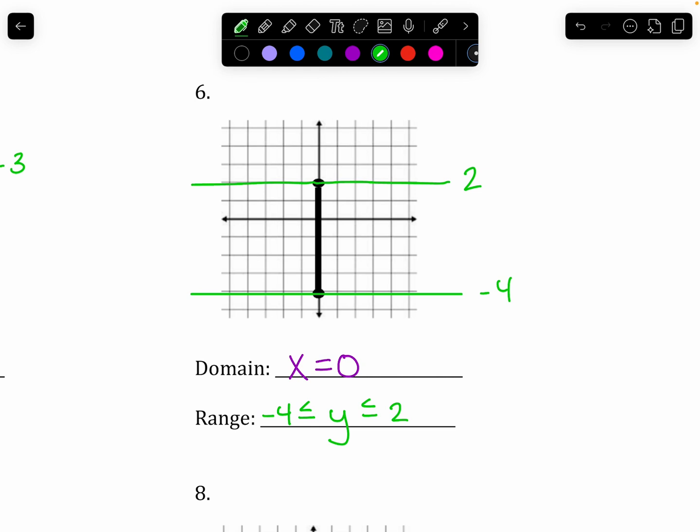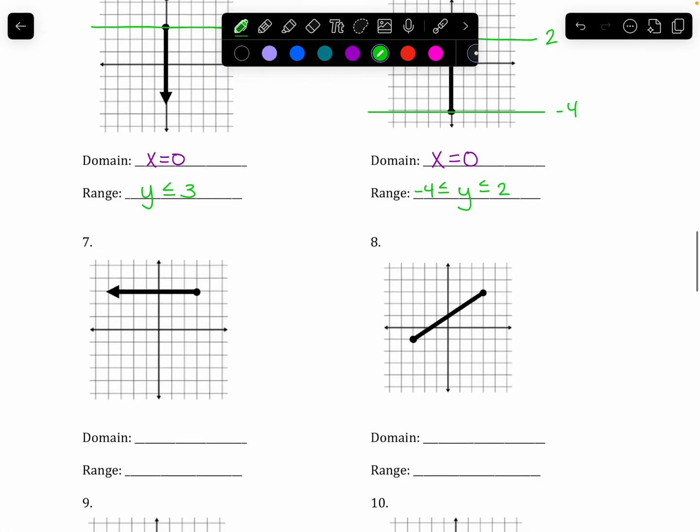It can be anything between -4 and 2. It could be -3. It could be 0. It could be 1.2579836542982. It can be any of those, okay?